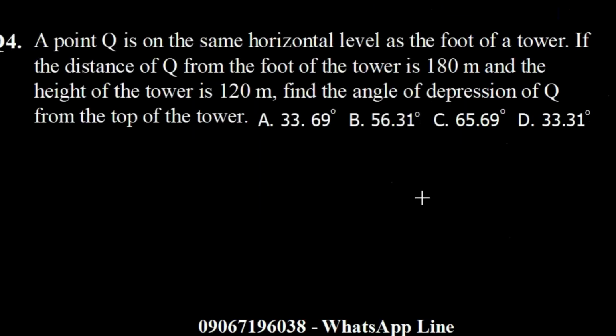Now let's move on to question number 4. In question number 4, we are given that a point Q is on the same horizontal level as the foot of a tower, and the distance of Q from the foot of the tower is 180 meters. So let's look at that and give that the question.